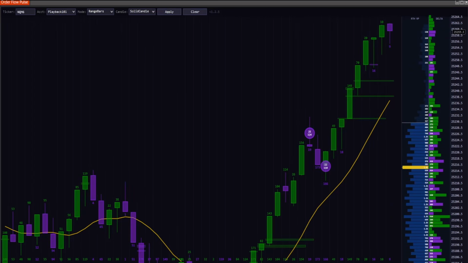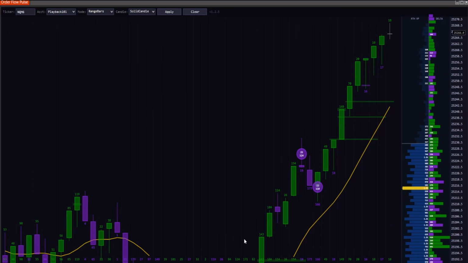Now, where are you going to get out? Well, once you start seeing a shift in the momentum, okay? A shift in the momentum. That's when you want to get out.